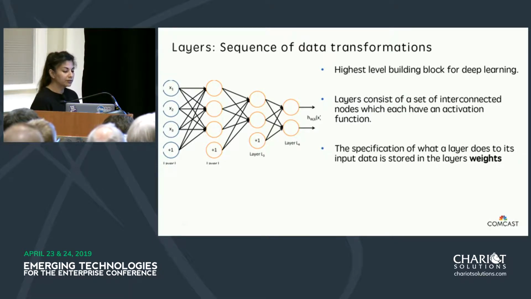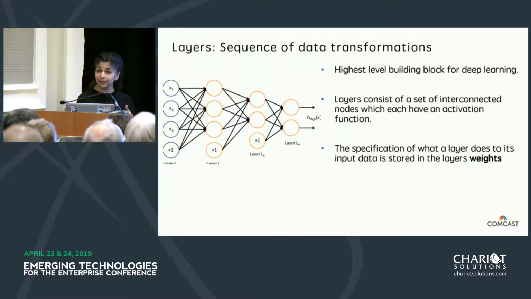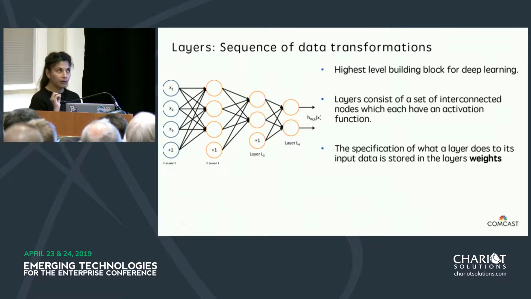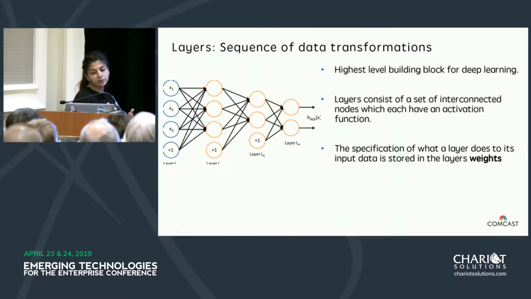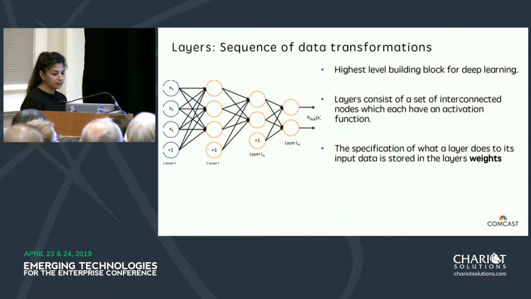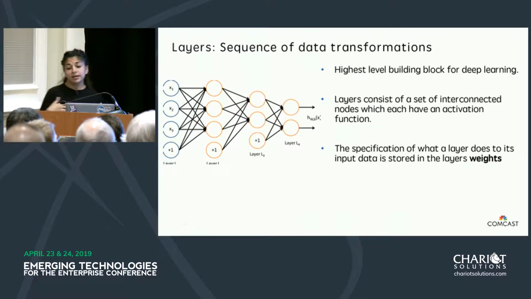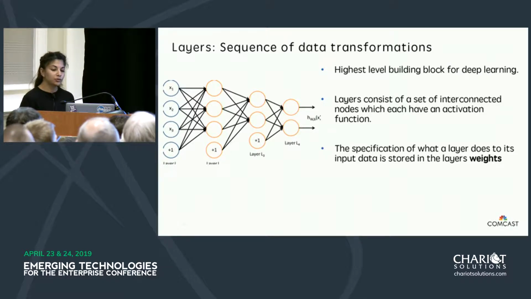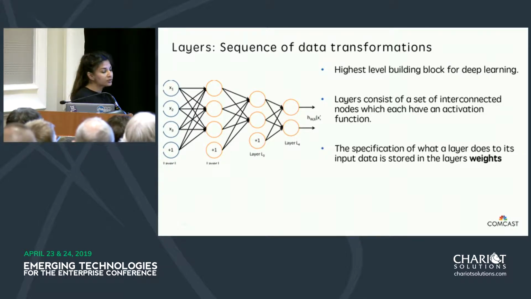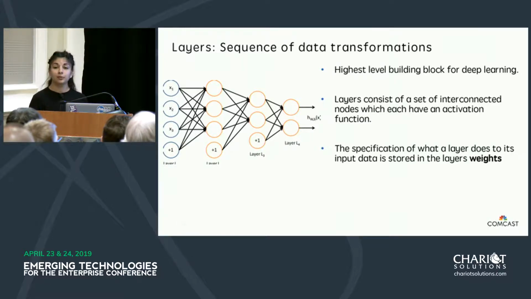So again, layers consist of a set of interconnected nodes, which we've been highlighting before. It's all about these connections and nodes, which each have an activation function, which we portrayed in the middle, similar to the nucleus. The specification of what a layer does to its input data is stored in the layer's weights. So a layer in the simplest form is a container that usually receives weighted input, transforms it with a set of mostly nonlinear functions, and then passes these values as output to the next layer.